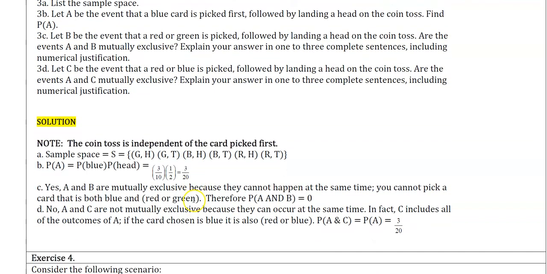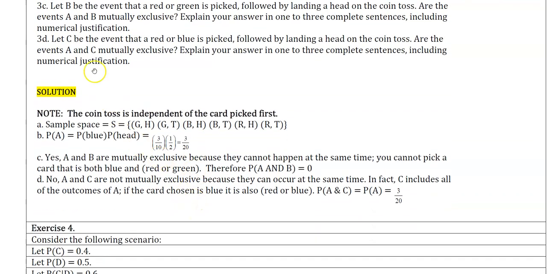Okay, now let's look at event B here, where B is the event that a red or a green is picked, followed by landing a head on the green on the coin toss. Well, A is drawing a blue card. So these are mutually exclusive events, aren't they?